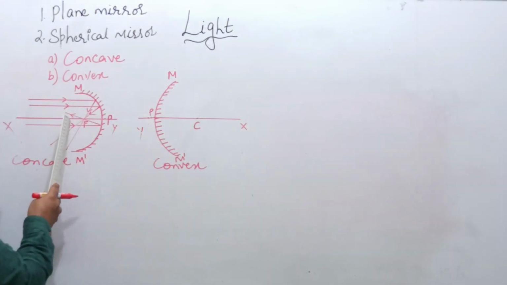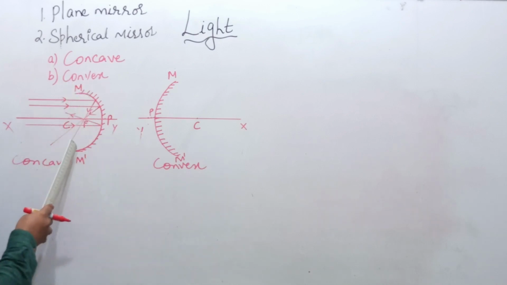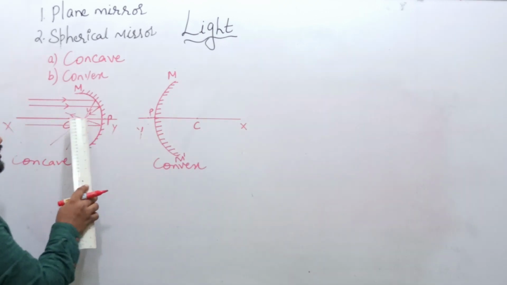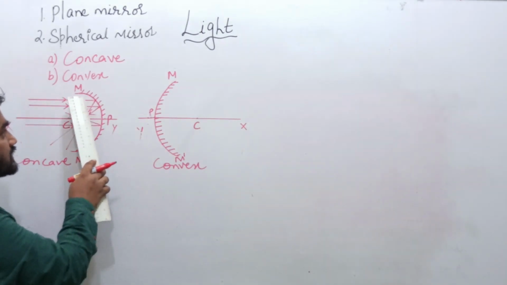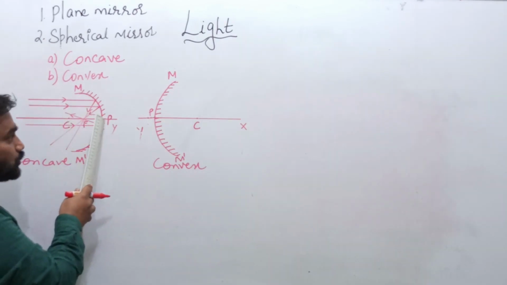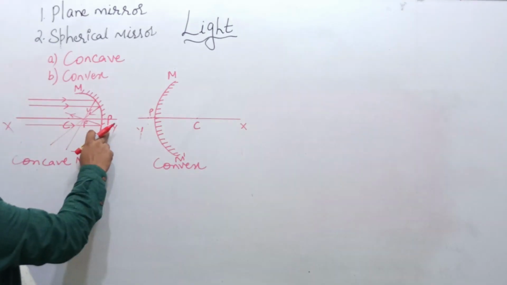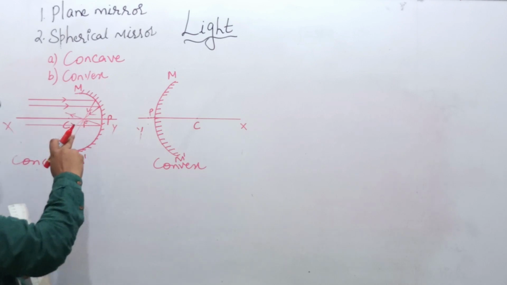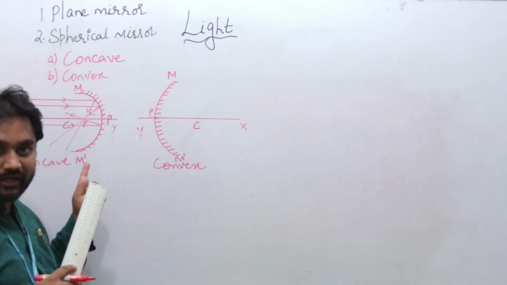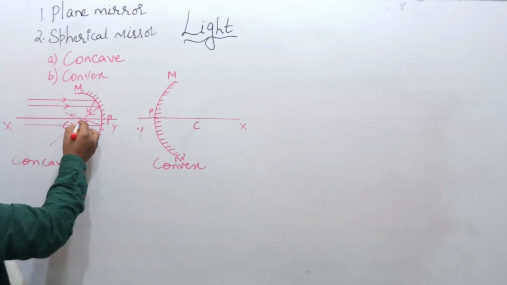From C to the circumference of this mirror, or any part on the mirror, that will be the radius of curvature. So here CP will also be the radius of curvature because P is the center of this reflecting surface. From the point C, the center of curvature, to the point P, that is the pole, is the radius of curvature. F being the midpoint of CP, all the reflected rays meet at one point, that is F, so we call it the principal focus.